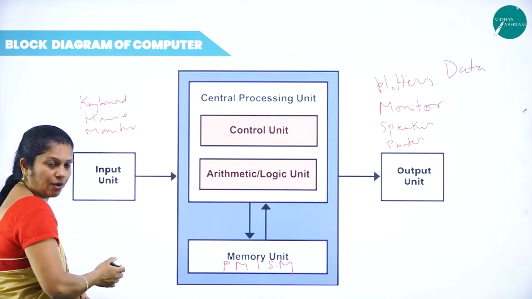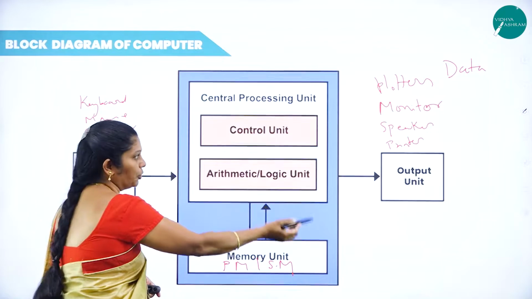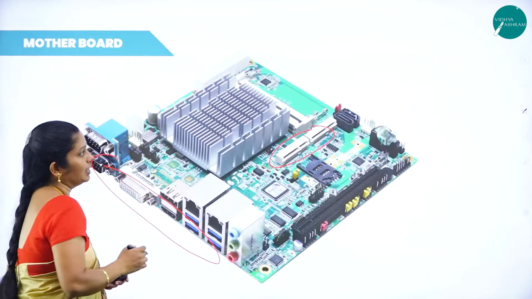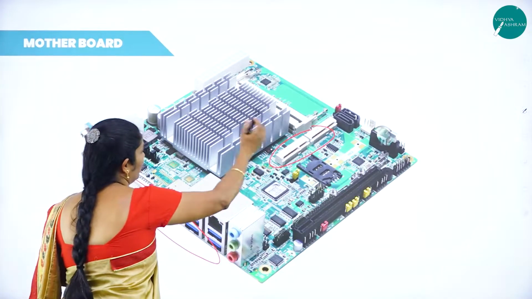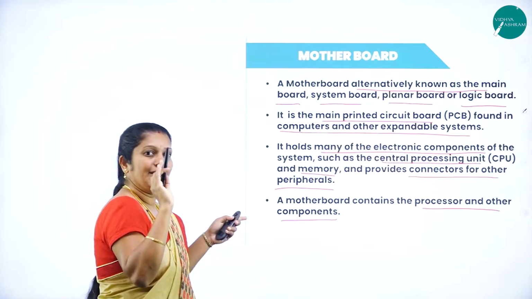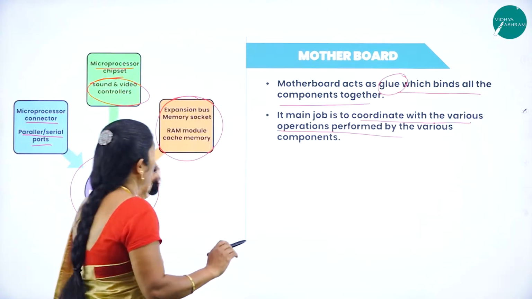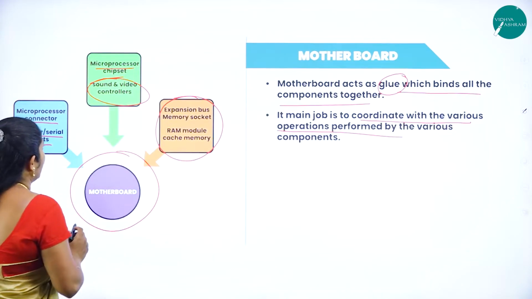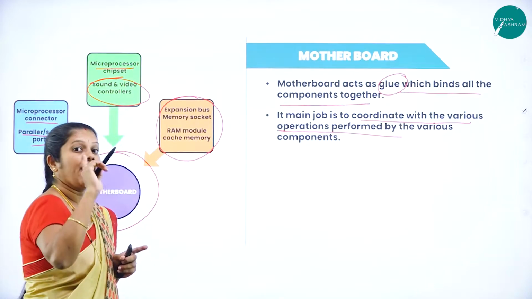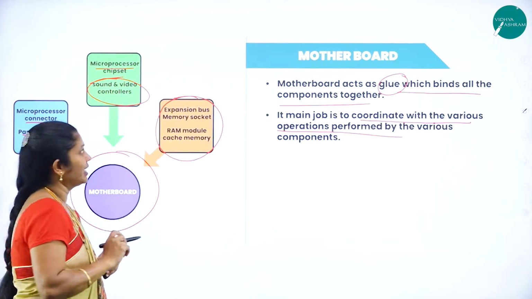We covered the block diagram of a computer: what do you mean by input devices, output devices or input unit, output unit, the general structure of the CPU, then what is the use of memory, then how exactly the motherboard will look. Then what do you mean by motherboard? The motherboard is nothing but the main printed circuit board. It will connect all the components of the computer, like the microprocessor, and parallel and serial ports: parallel transfers 8 bits at a time, whereas serial transfers 1 bit at a time.